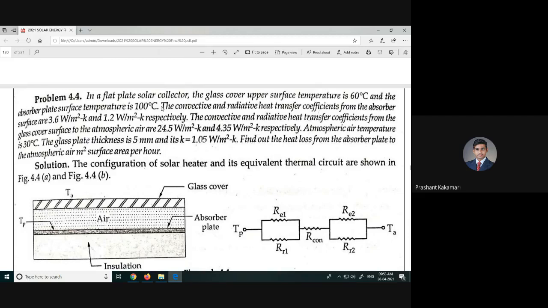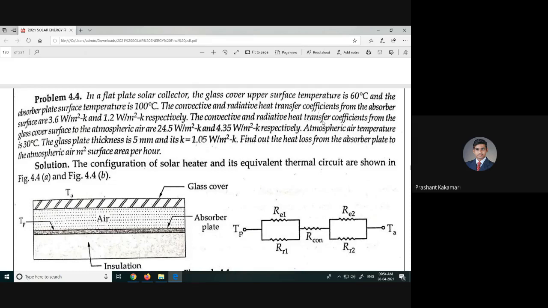100 degrees centigrade. The convective and radiative heat transfer coefficients from the absorber surface are given here. Convective heat transfer coefficient is 3.6 watt per meter square Kelvin. Another is the radiative heat transfer coefficient, that is 1.2 watt per meter square Kelvin. So these two values are given, h_c and h_r. h_c is the convective heat transfer coefficient, and h_r is nothing but the radiative heat transfer coefficient from the surface.